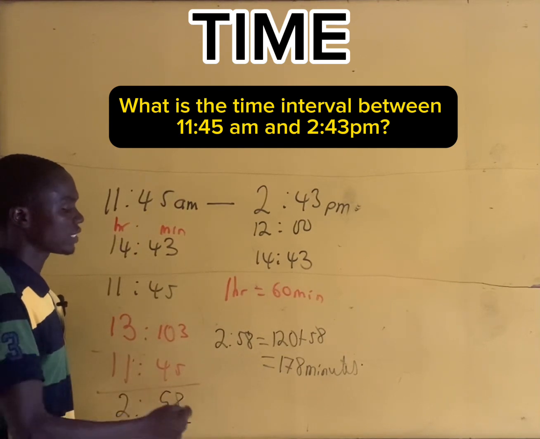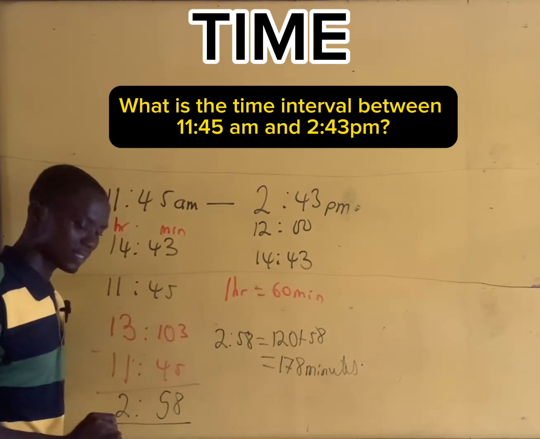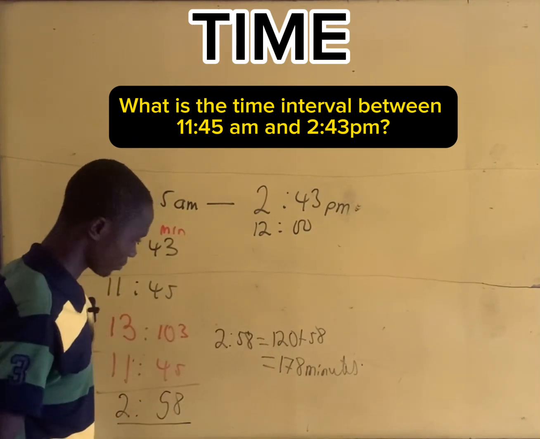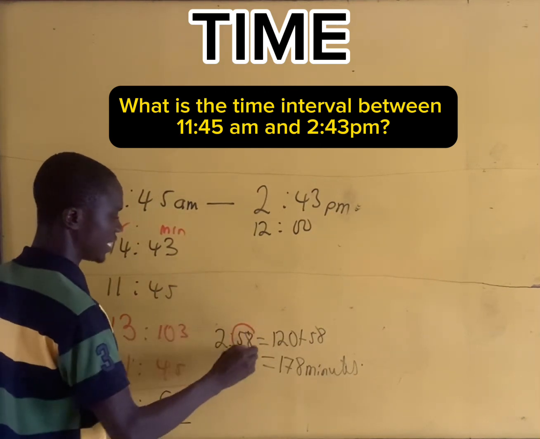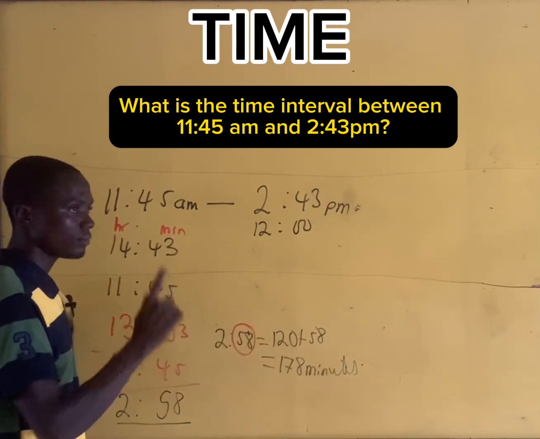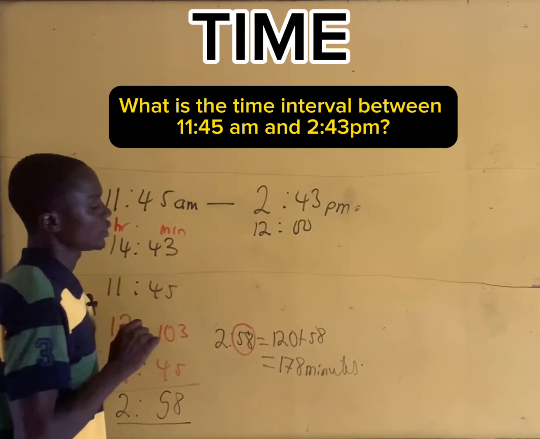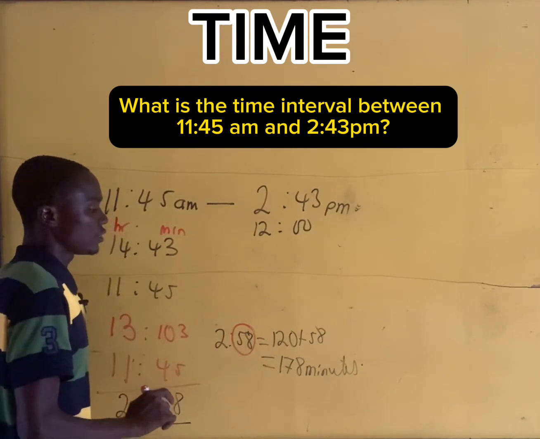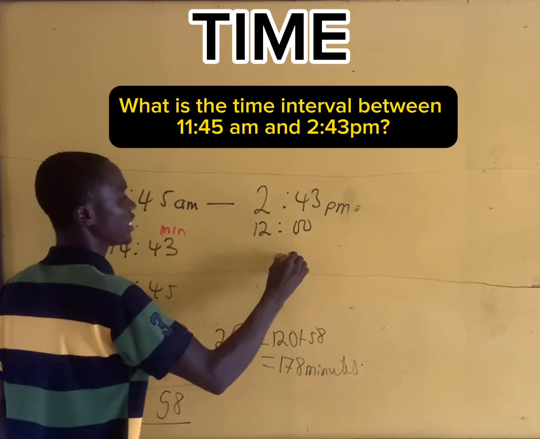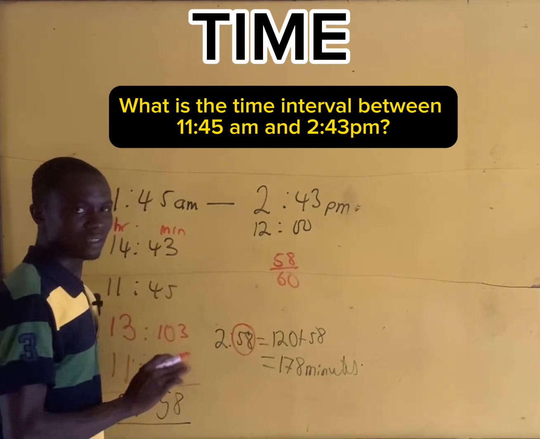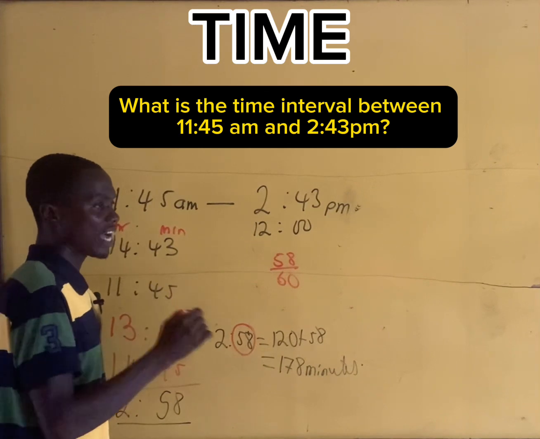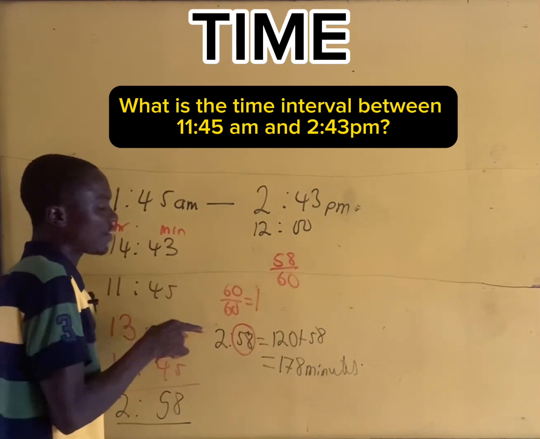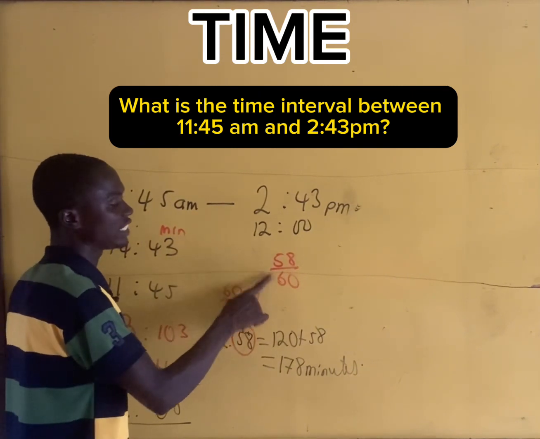What about if I want my answer to be in hours? If I want my answer to be in hours, this is very simple. I'll just do this. I will change the 58 minutes to hours. An hour is 60 minutes. So I have reached 58. I have not reached the 60. So it means that I've reached 58 out of the 60 in a very simple way. Remember, if I reach 60, 60 divided by 60 is 1 hour. But I have reached 58. So 58 divided by 60.